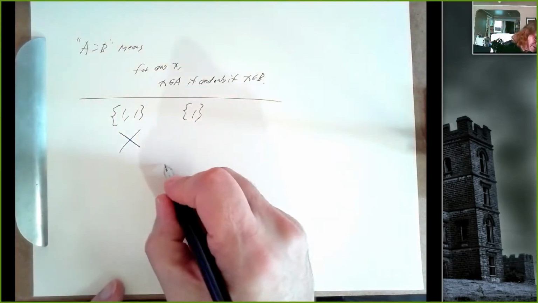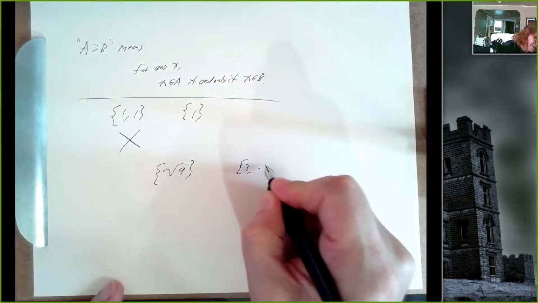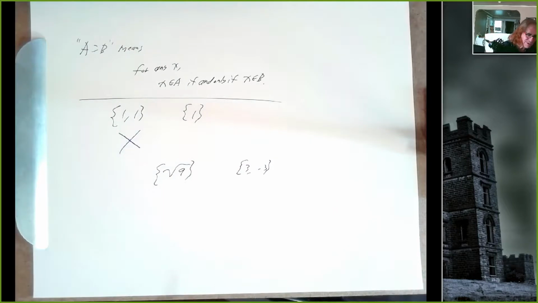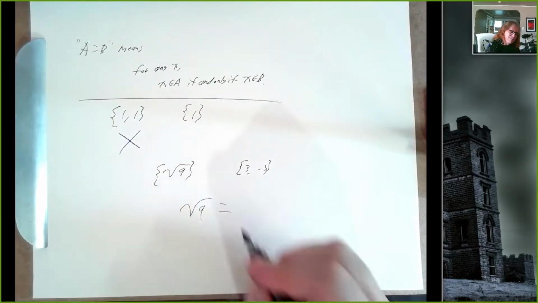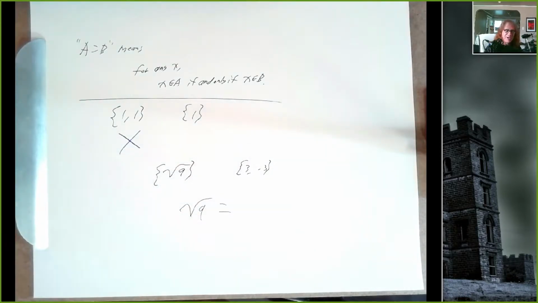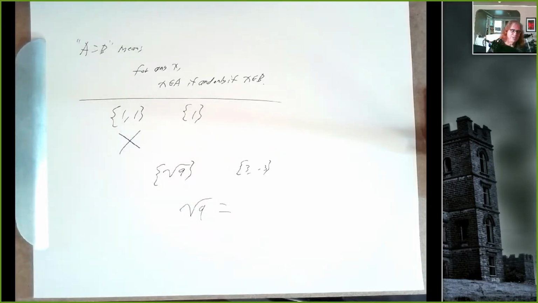So somebody else said square root of 9 and 3, negative 3. Well, again, it kind of depends what we mean by square root of 9. Usually in a math class, when we say square root of 9, we more often than not mean the positive square root. But technically, the square root of 9 is not a well-defined function. It has two values, positive 3 and negative 3. And if that's what we meant by this, then yes, those two sets would be equal.